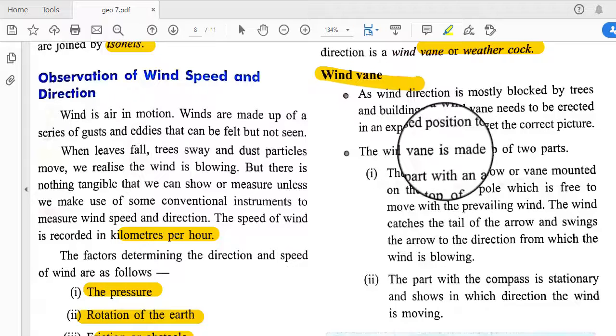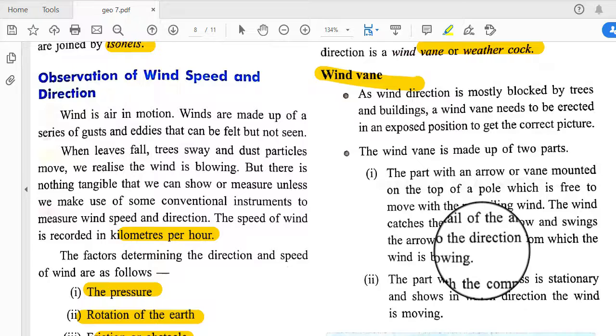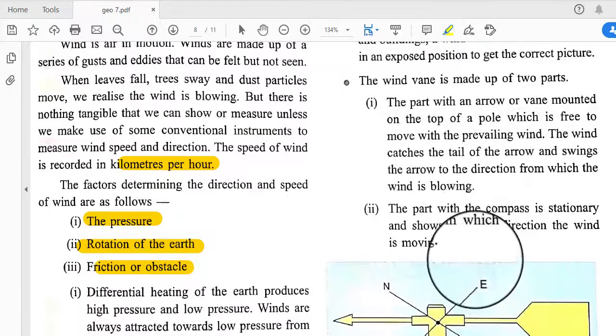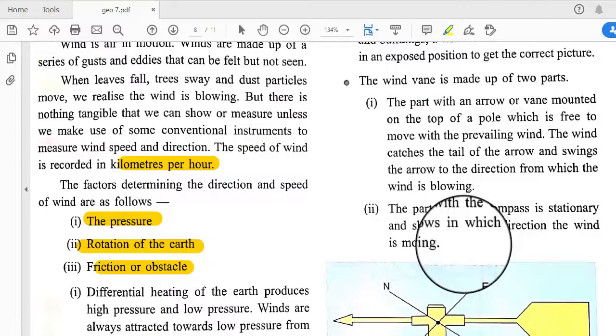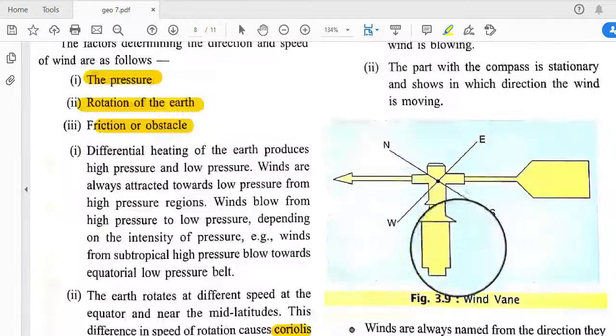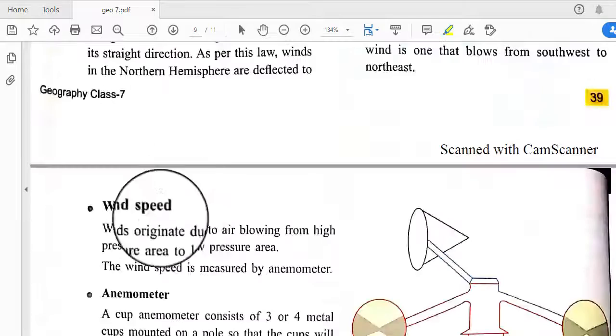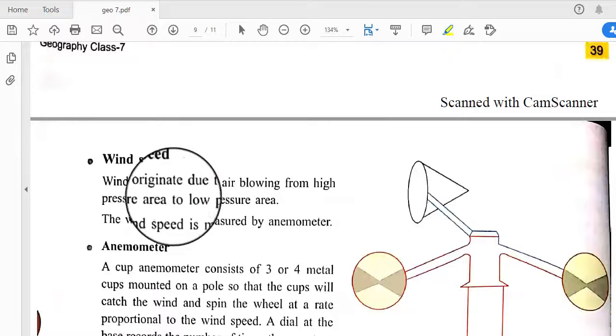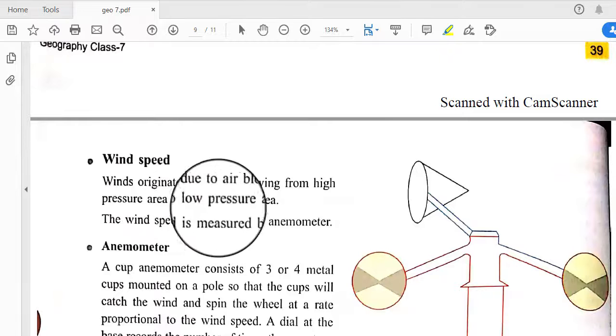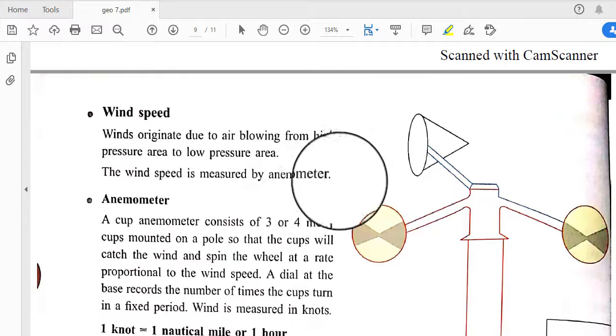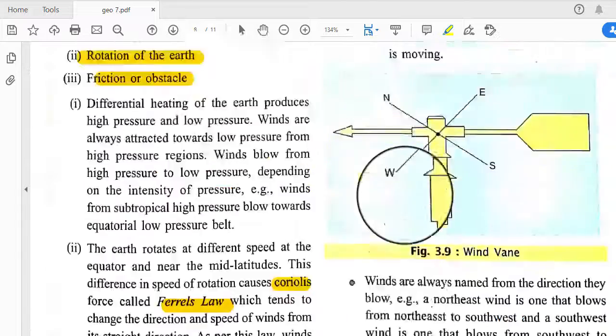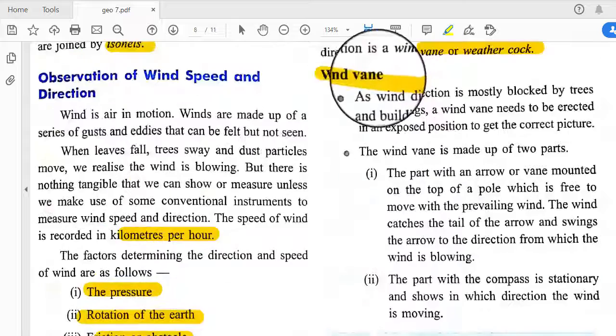So with the help of this wind vane, one portion we can use to measure the direction, and with another part we can measure the speed of the wind. So this is the wind vane. And regarding wind speed, winds originate due to air blowing from high pressure areas to low pressure areas, and the wind speed is measured by an anemometer. So we can measure the wind direction with the help of the wind vane.